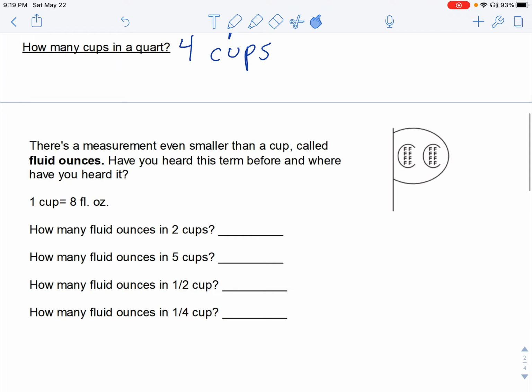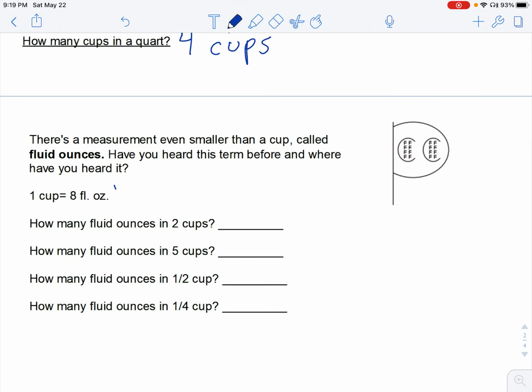Well, there's a measurement even smaller than a cup, called a fluid ounce, called fluid ounces. And have you heard this term before? Where might you have heard it? Maybe you've used it when you're cooking, or you've seen it on a can or a bottle of soda that you've had before. You can start to look for it now. But we know that 1 cup is 8 fluid ounces. That is a fact that you should memorize or be able to visualize to help you memorize.